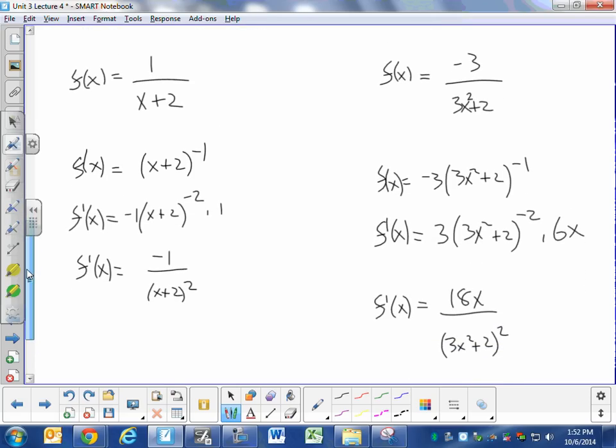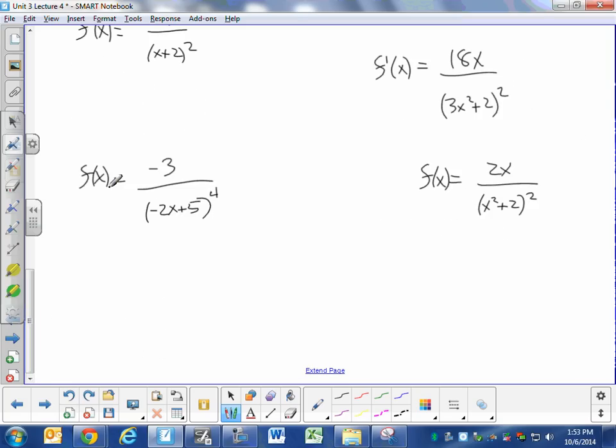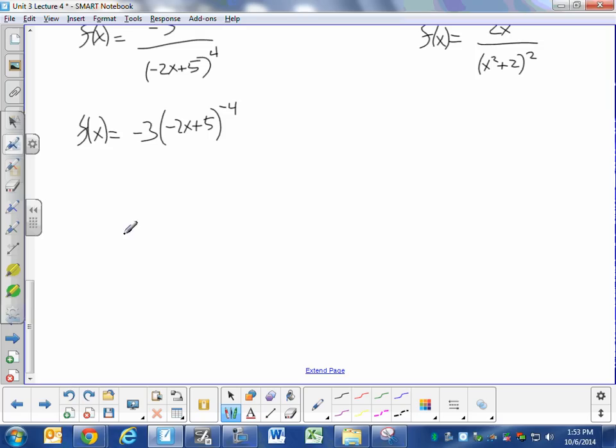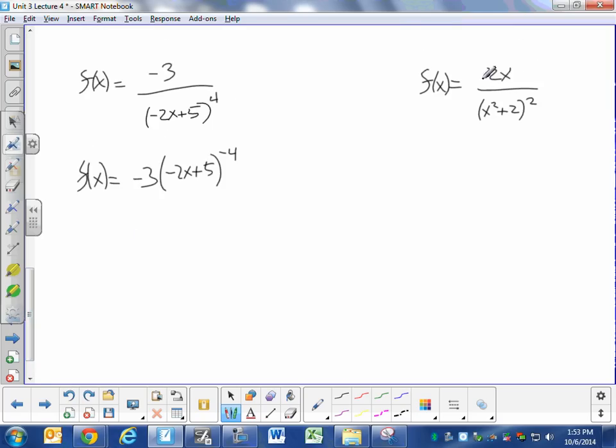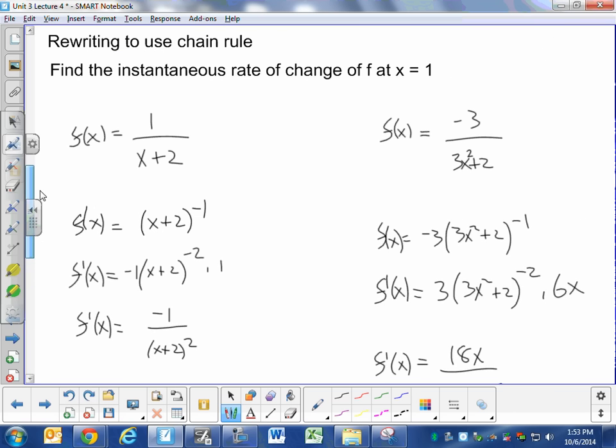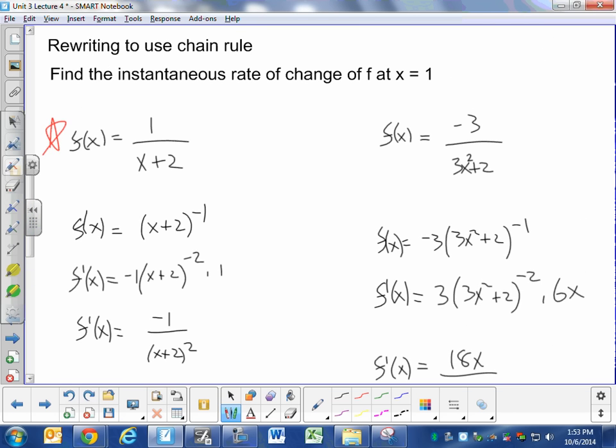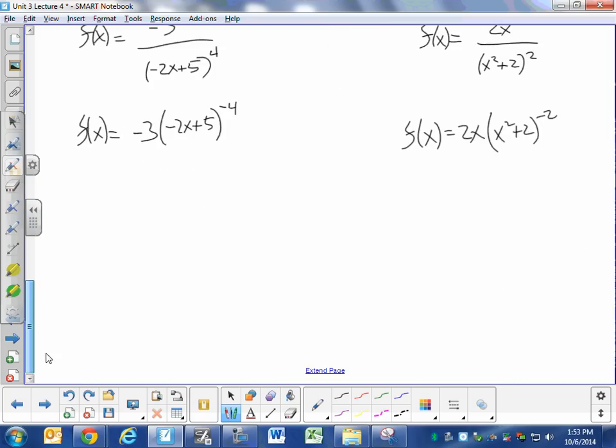Okay, so maybe it's an easier way to use the quotient rule, and maybe you don't have to use the quotient rule at all. Take these. I could rewrite this as negative 3 times negative 2x plus 5 to the negative fourth power. I could rewrite this as 2x times x squared plus 2 to the negative second power. Okay, and then if you choose to do the product rule, I mean, you'd have to do the product rule here, so I don't know if the product rule is easier than the quotient rule. It's up to you, but using this chain rule can be very, very valuable. And I'd probably prefer to do this problem this way, the chain rule way. This guy as well, instead of the quotient rule. But it's personal preference. Okay?